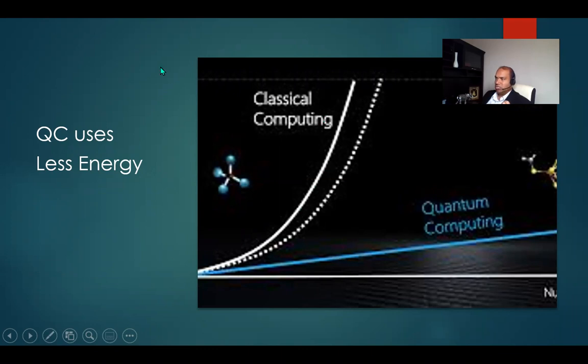If energy is on the y-axis, and the x-axis is quantum bits, so computations, you can see how slowly and linearly quantum will use the energy, whereas classical will be consuming energy to the next level. It is very taxing on classical computers.